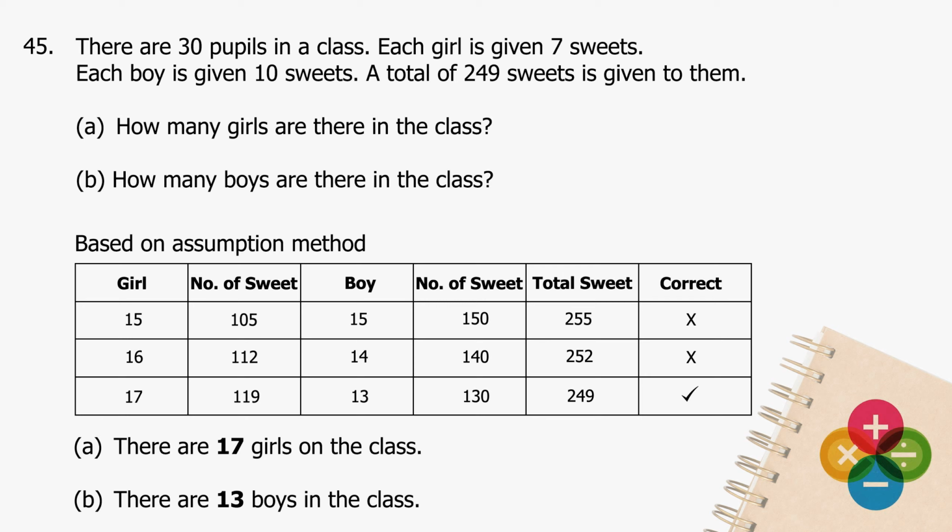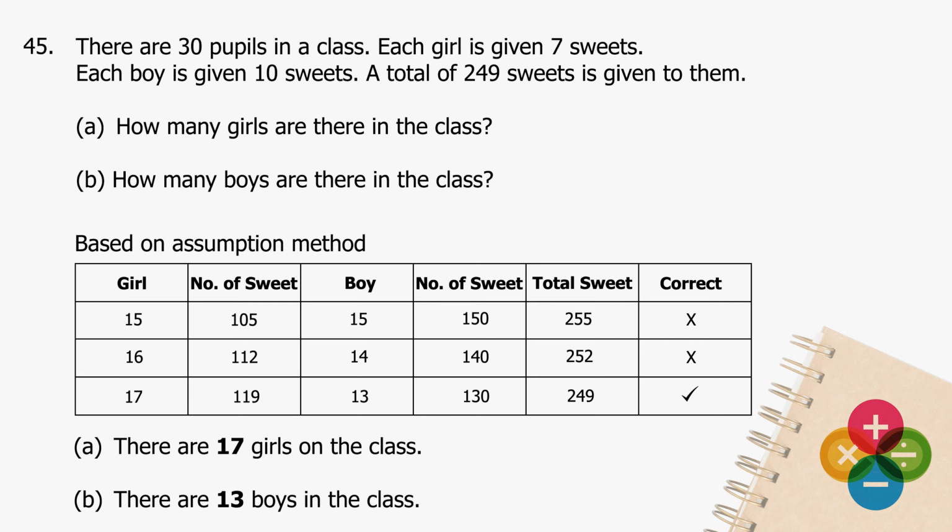We can use the assumption method to find the numbers of boys and girls in the class. We shall split the number into half. If we have 15 girls and 15 boys in the class, the number of sweets they have will be 255 sweets. Therefore, we shall need to reduce the number of boys and increase the number of girls. If we have 16 girls and 14 boys, the total number of sweets will be 252 sweets.